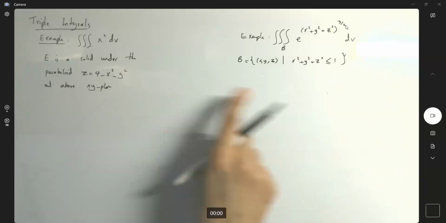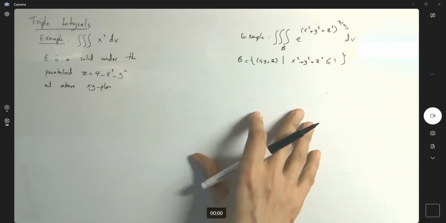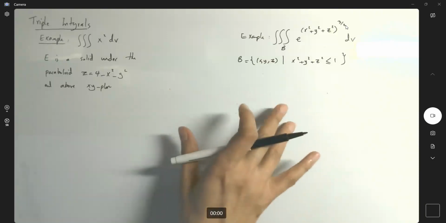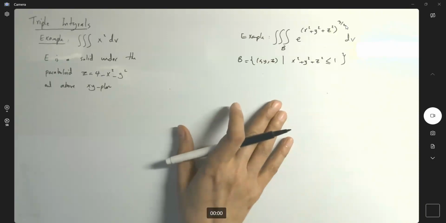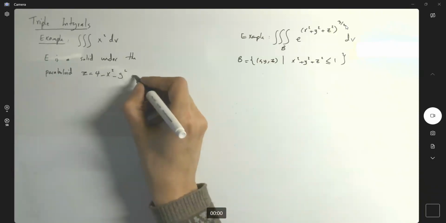We're going to compare two examples of when to use the cylindrical coordinate system to solve a triple integral, and when to use the spherical coordinate system to solve the integral.